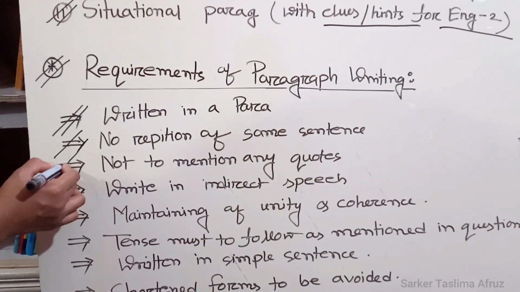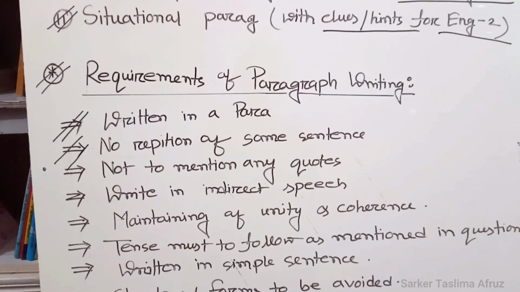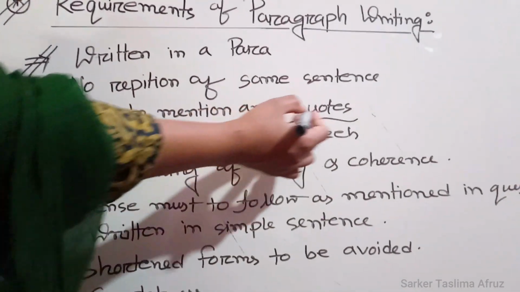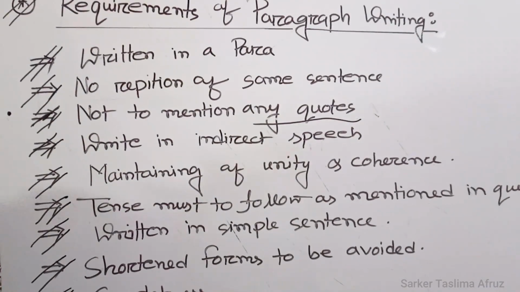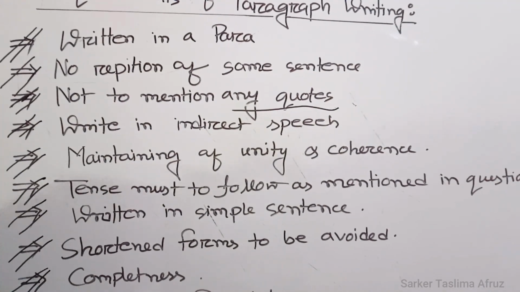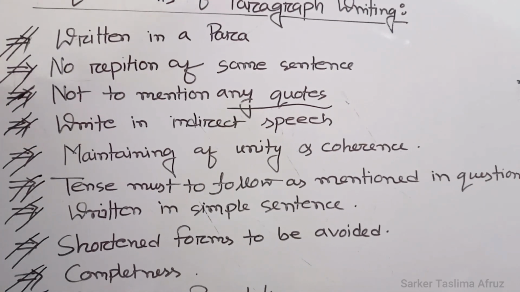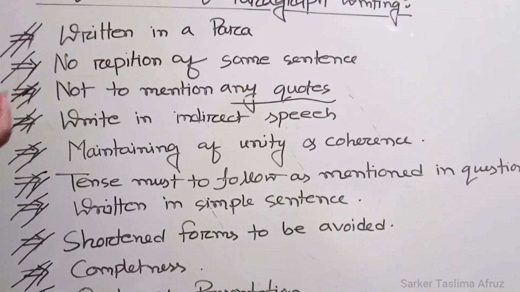Next one, no repetition of the same sentence. So dear students, be careful when we are writing sentences. Next, very important, not to mention any course. This is very important, dear students, because students have a very wrong idea, they think that they will obtain good marks if they write any course in the paragraph. So dear students, avoid these things. It is strictly prohibited in paragraph writing.